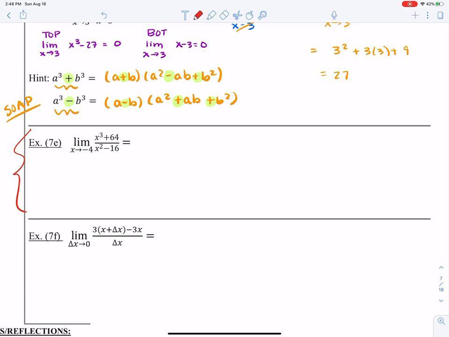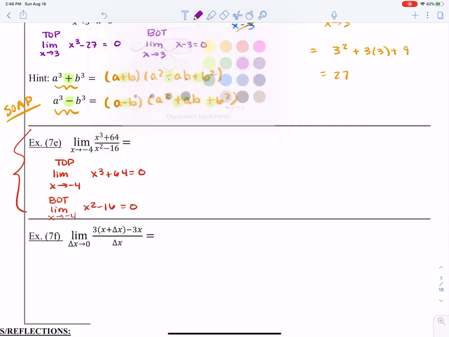So what I'm looking for in this problem, I'm looking for you to have gotten the limit as x approaches -4, and for you to show x cubed plus 64 is 0. And I'm also looking for a bottom limit as x approaches -4 of x squared minus 16 is also 0. So showing those two things, very important. Once you've showed those two things, then you can go into your factoring work.